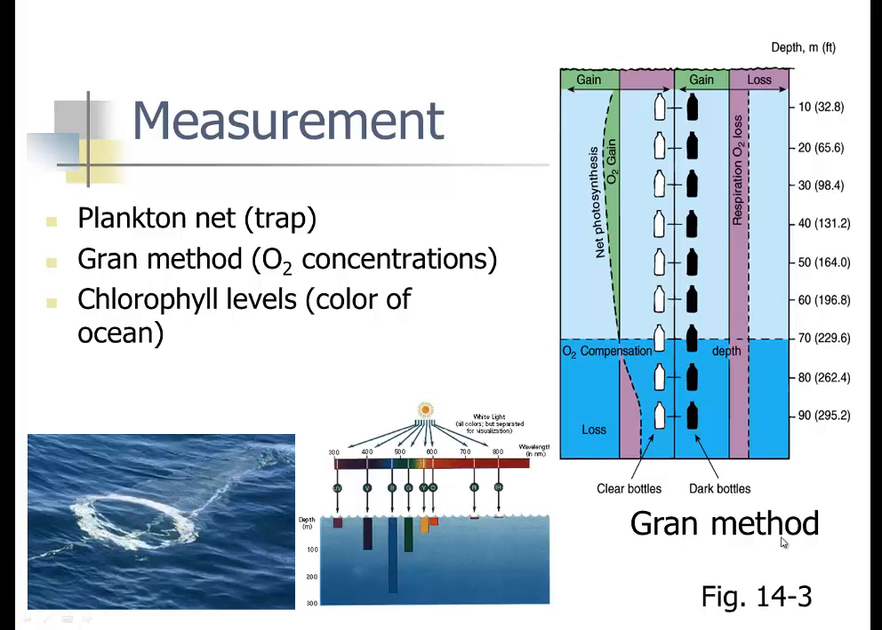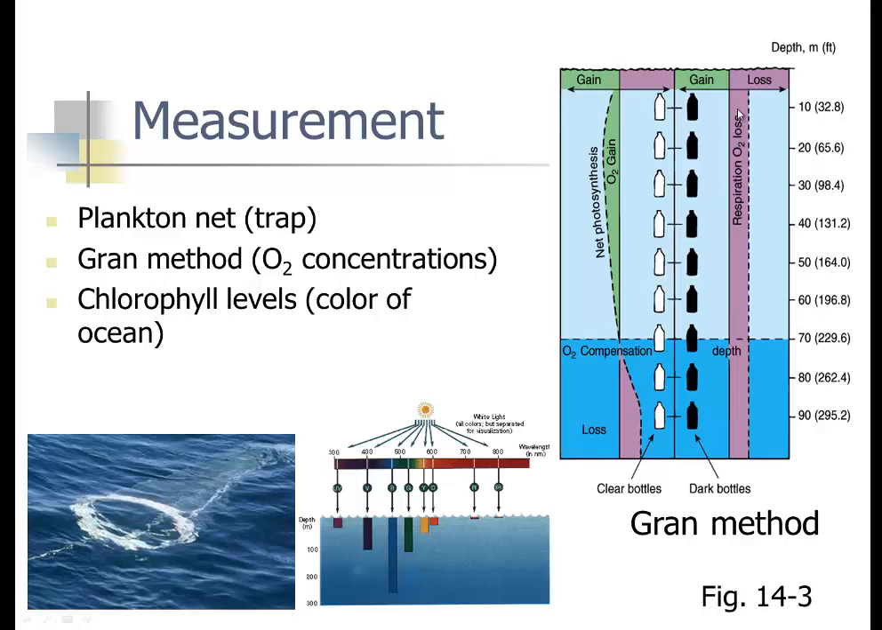We can also use the light and dark bottle method, where we drop a long line down with bottles. We have clear bottles on one side for sunlight, and dark bottles on the other side to see what the control is. What we notice in the control is that with no sunlight, we have lots of respiration, so the oxygen that was in the water gets lost.